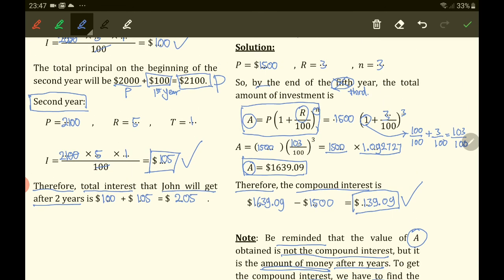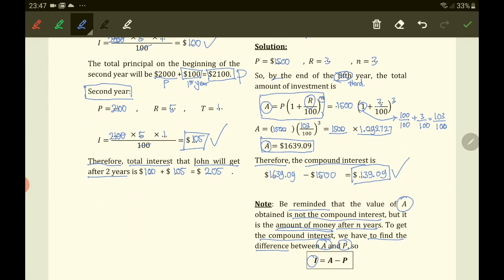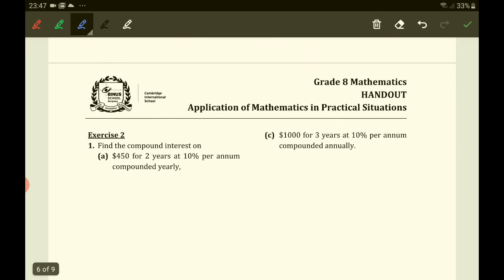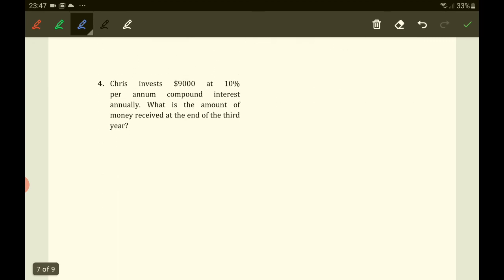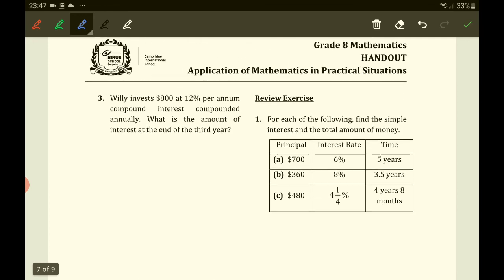So I hope you understand. Now please try to do the exercise. Exercise 2, numbers 1, 2, 3, 4, and also review exercise numbers 1 and 2.